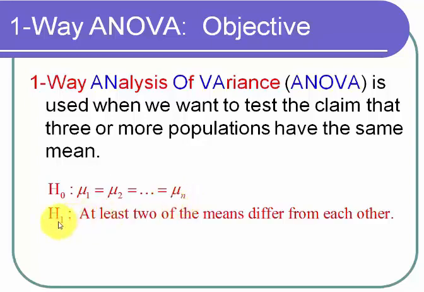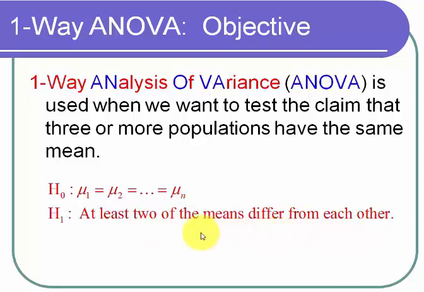The alternative hypothesis, you'd think that maybe the opposite of all the means are the same is that all the means are different, but those aren't opposites. Because you could have maybe first 5 of them the same, and then the 6th one might be different, and the 7th and 8th one might be the same. So some could be the same, some could be different, and that still violates H naught. So the way of talking about the opposite of H naught is just in words, saying at least 2 of the means differ from each other.